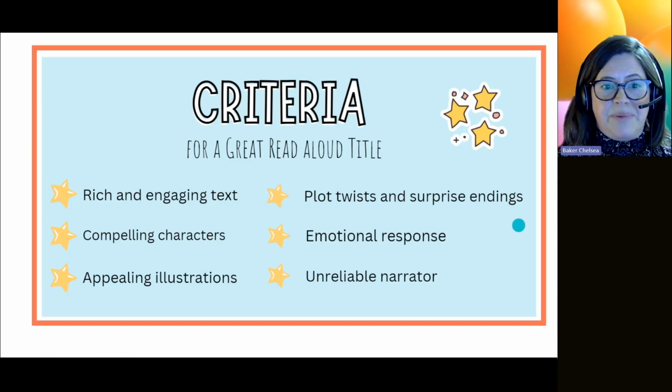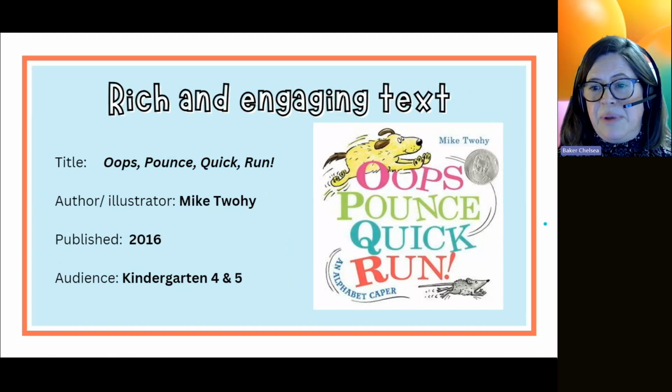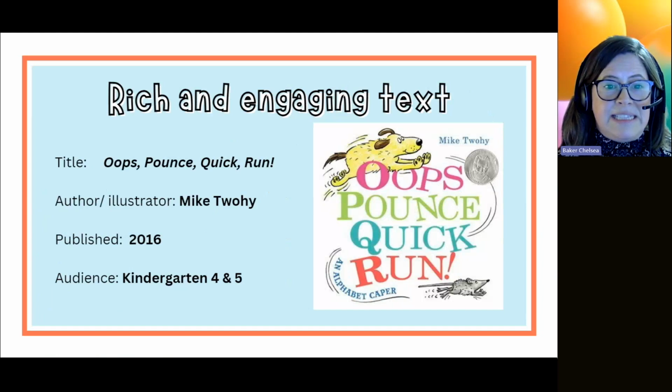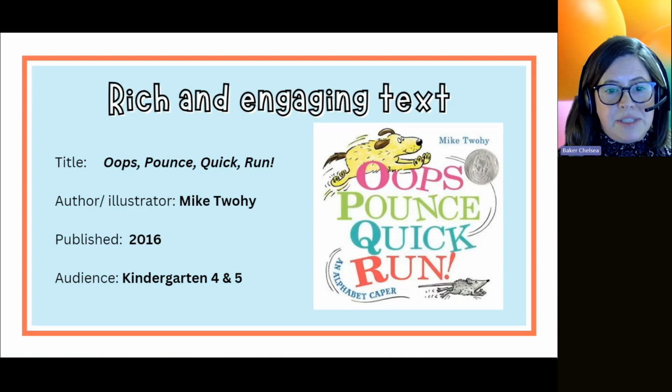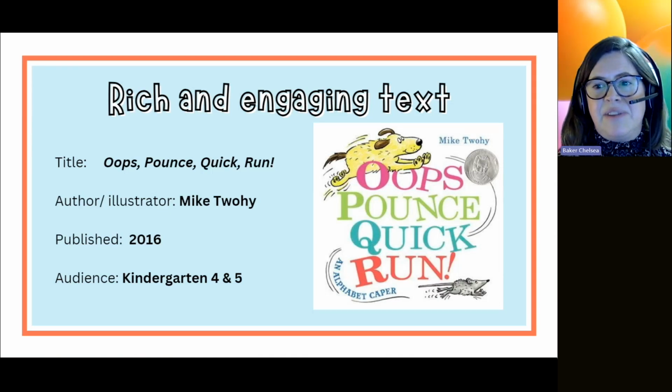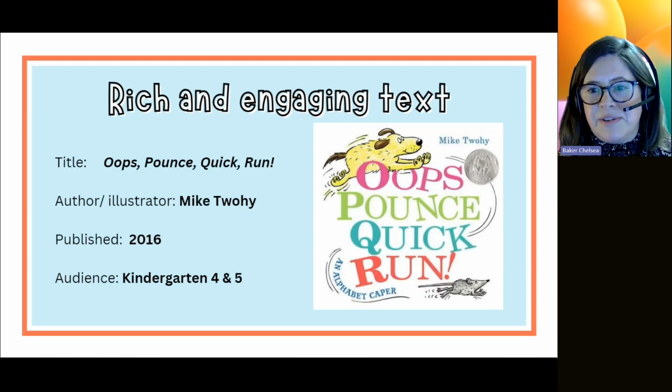So let's start with rich and engaging text. One of my favorites for the little kids is Mike Toohey's book, Oops, Pounce, Quick Run, An Alphabet Caper. It was published in 2016, and it really is for kindergartners, the 4 and 5-year-olds.